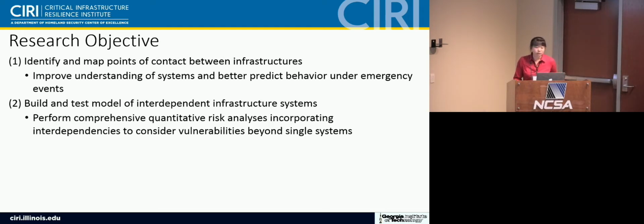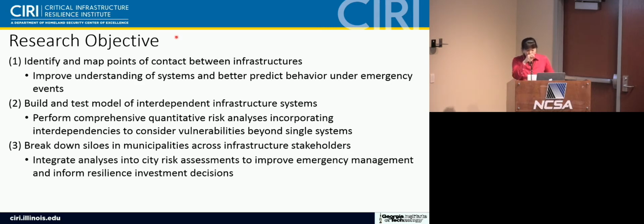The second is to build and test a model of interdependent infrastructure systems. And so this is both building the model, but then also testing it and validating it with real data. So to go from theory to real world applications. And then to be able to perform these more comprehensive quantitative risk analyses that incorporate interdependencies to consider vulnerabilities beyond single systems. And the third main research objective is to really break down silos in municipalities across infrastructure stakeholders.